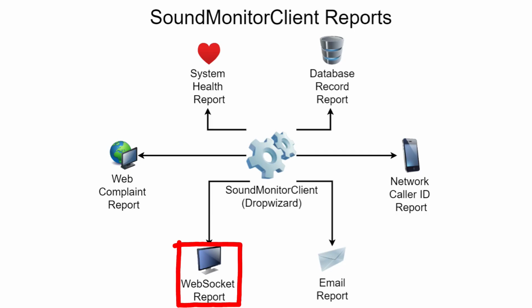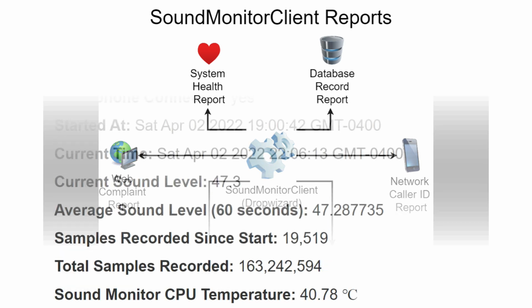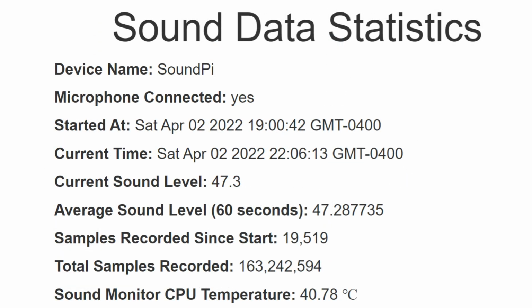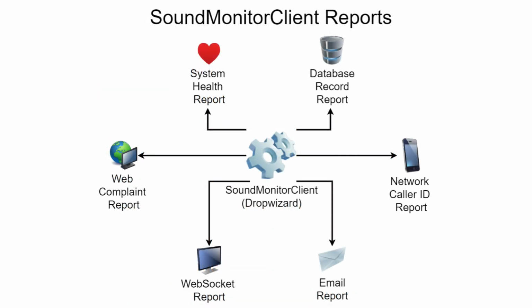We also have the concept of a WebSocket report. And as we saw earlier, we had all of these nice statistics that we're streaming in. That came from the WebSocket report. And we also have the concept of an email report, which allows me to send an email somewhere whenever certain criteria are met. Again, all criteria are user configurable.